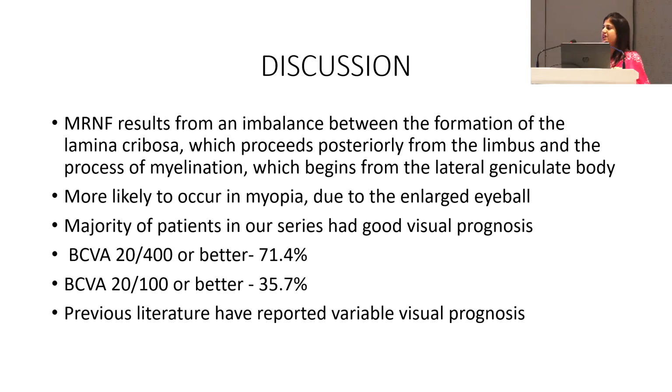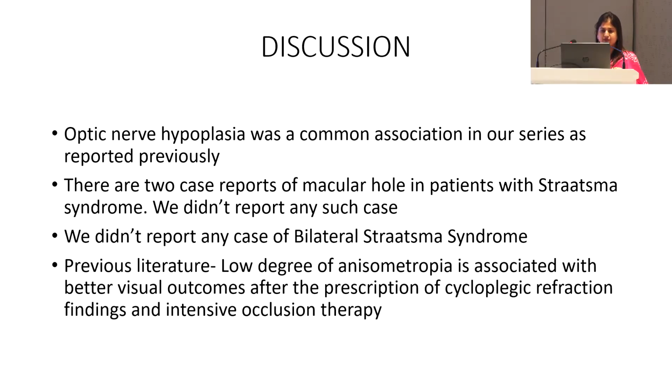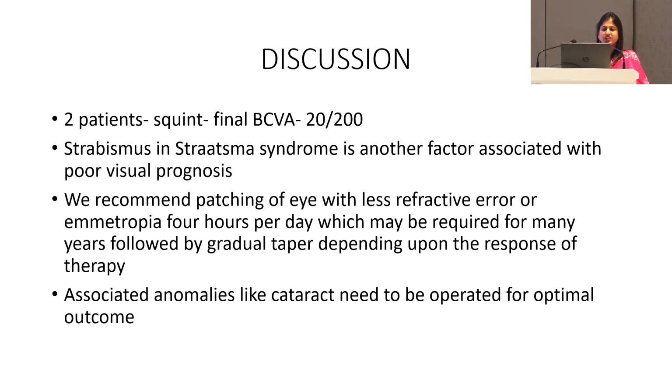The majority of the patients in previous studies have been reported to have variable visual prognosis. But in our study, we had 35% of patients who had visual acuity 20/100 or better. Optic nerve hypoplasia, as reported earlier, was commonly seen in our study also. And patients with squint had poor prognosis in our study also, as reported earlier. But what was different in our study was that we found that we could have good visual outcomes if we intervene early and treat these patients properly.